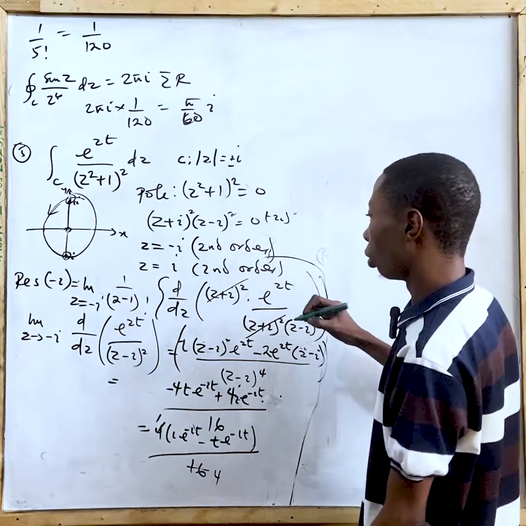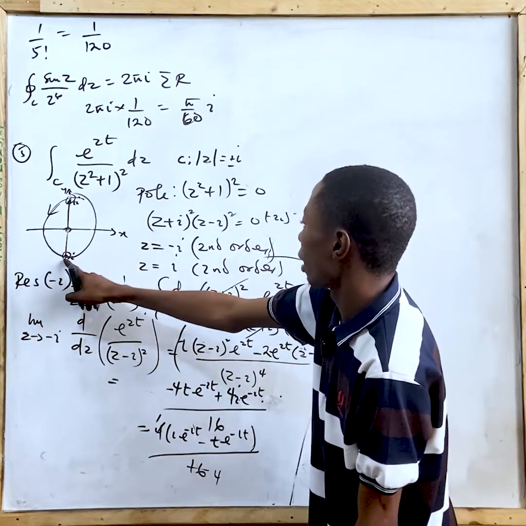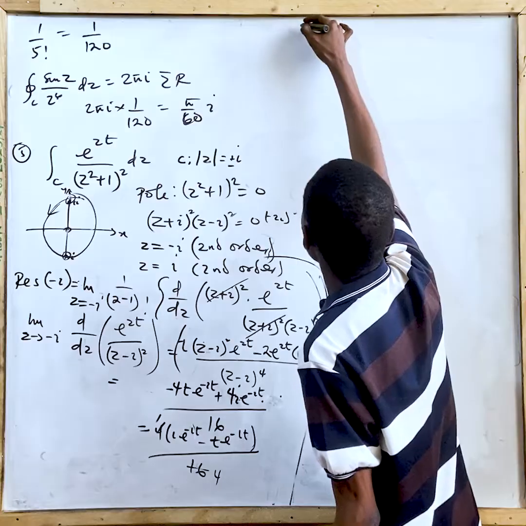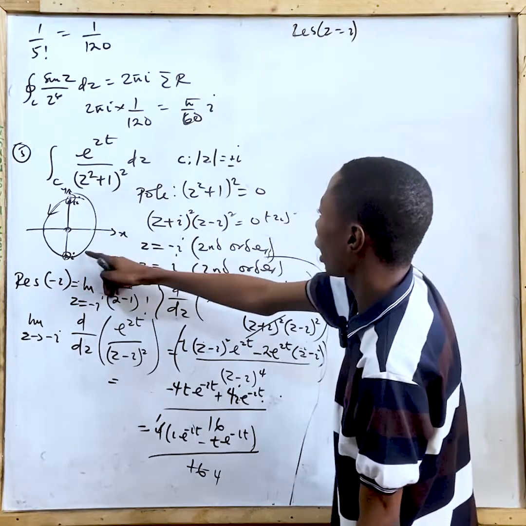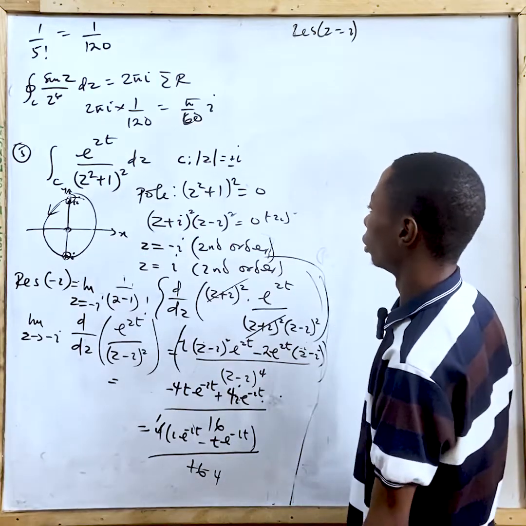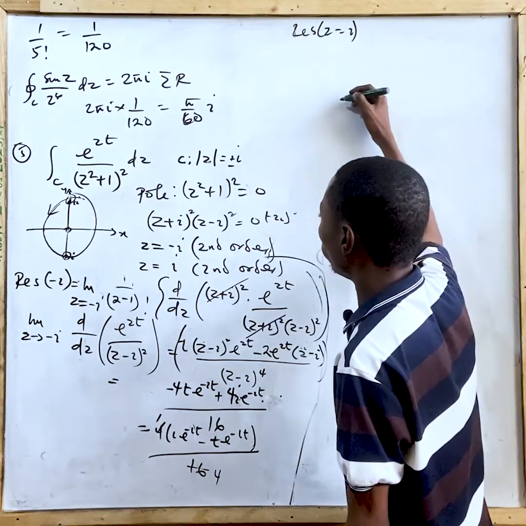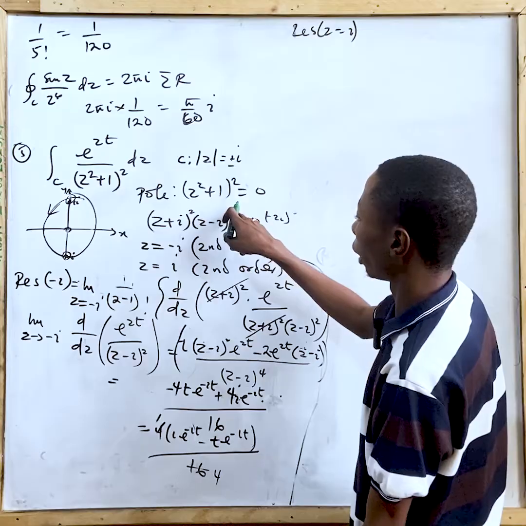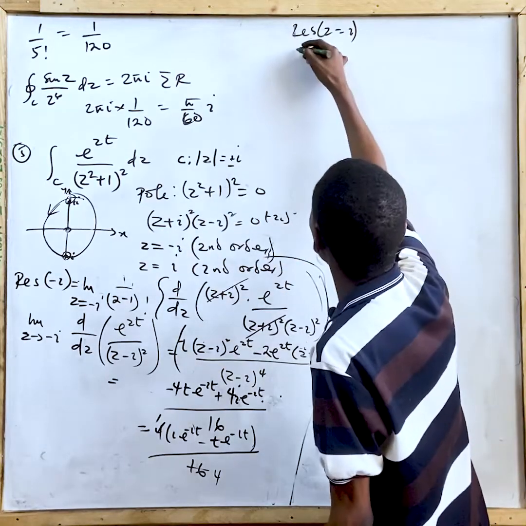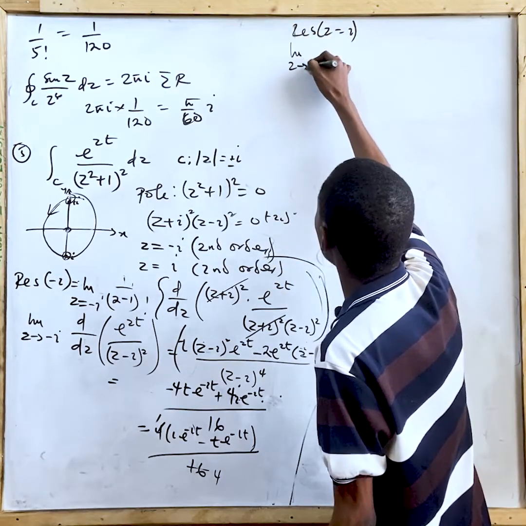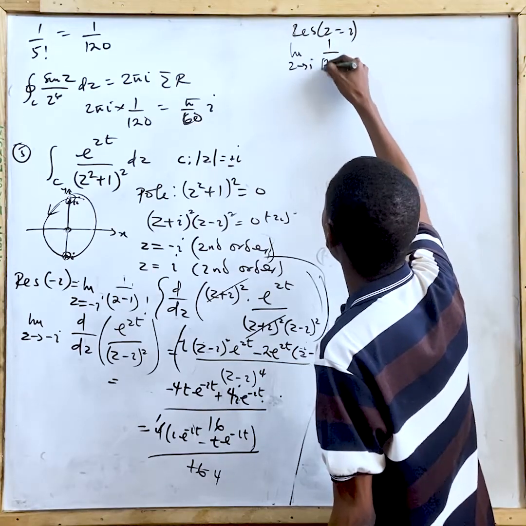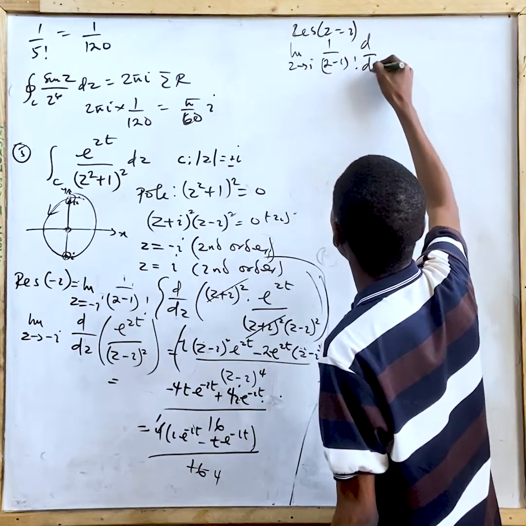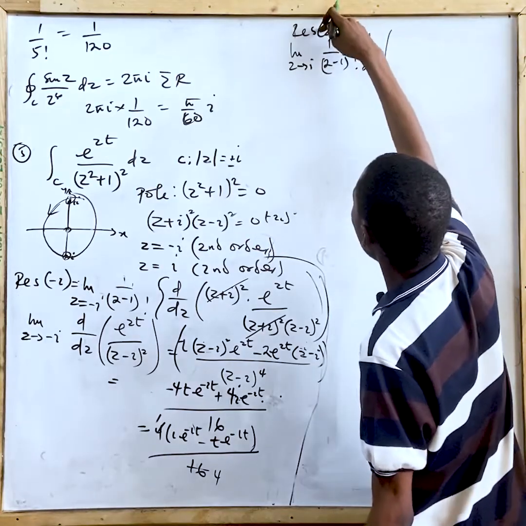Okay, so this is the residue at z equals minus i. Now the residue at z equals i, because both i and minus i are within the contour. That one too is a pole of what? Second order. So we now also take the limit as z approaches i, 1 over 2 minus 1 factorial, differentiate. Here our z equals i.